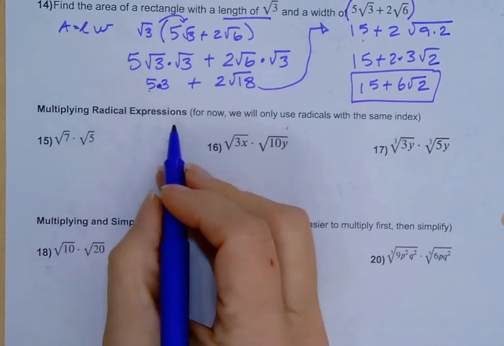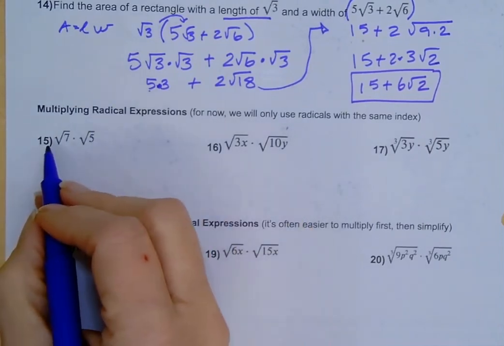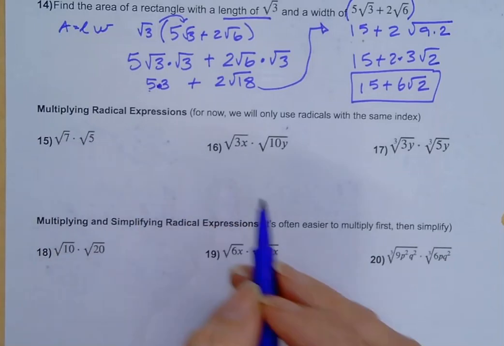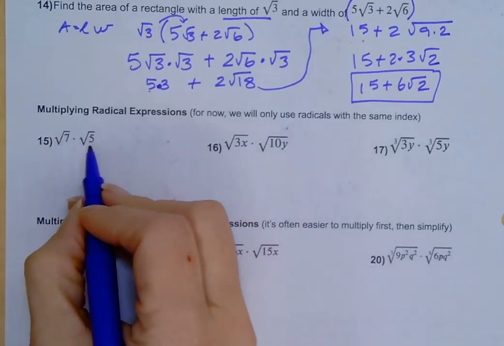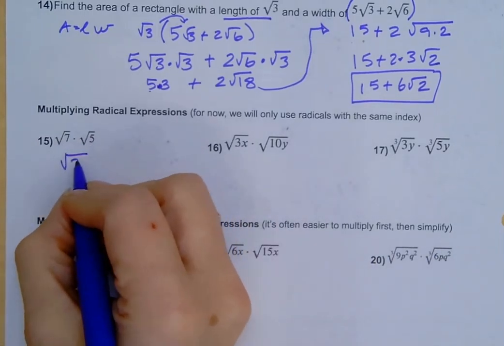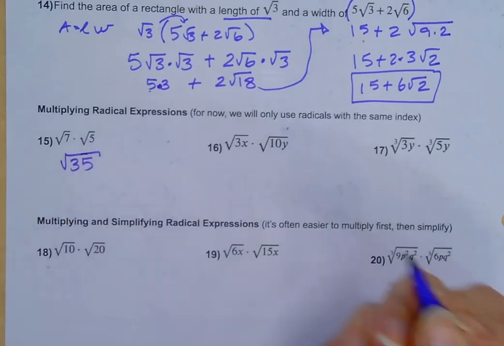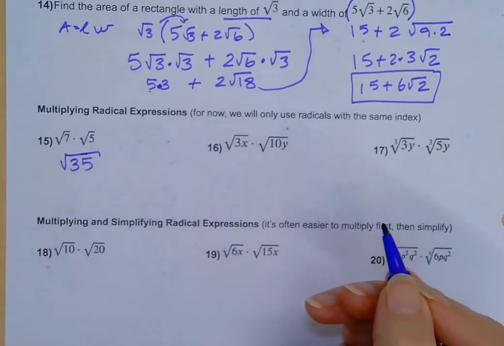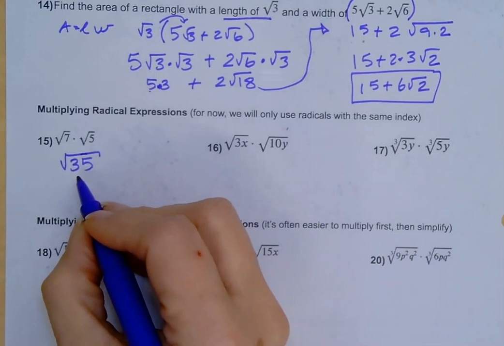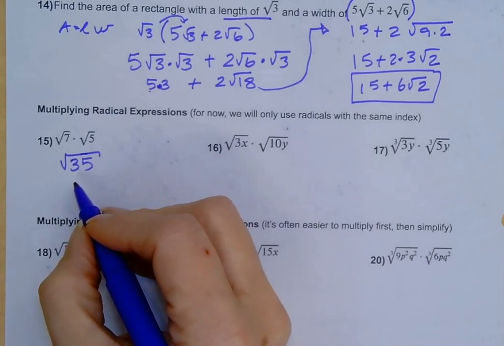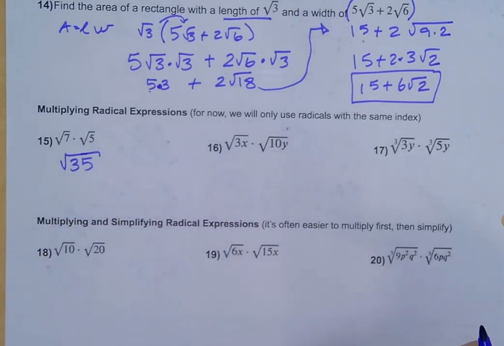Multiplying radical expressions. So we always want to double check that we have the same index here. So I have square root of 7 times square root of 5. That's going to be the square root of 35. And I just want to make sure there's not any way to break that back down in a different way. There's not. 35 is 1 times 35 or 5 times 7, right? So no perfect square factors in there.